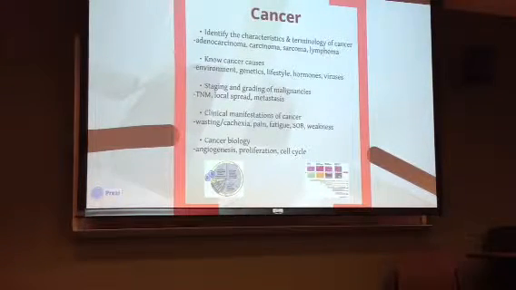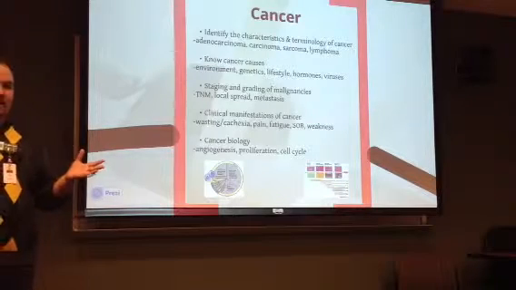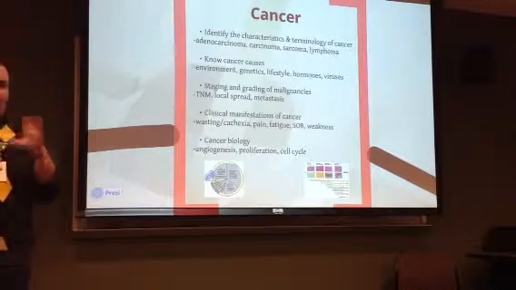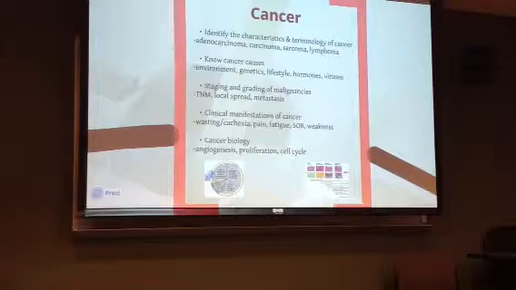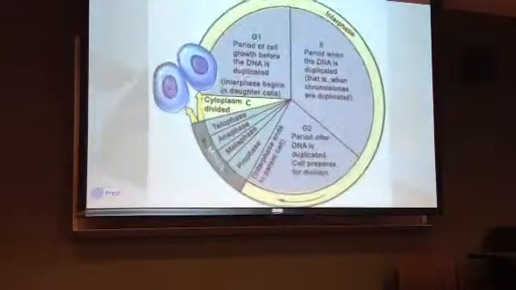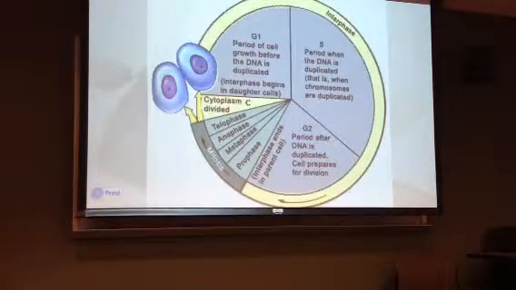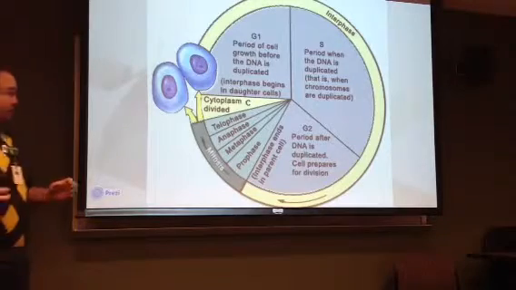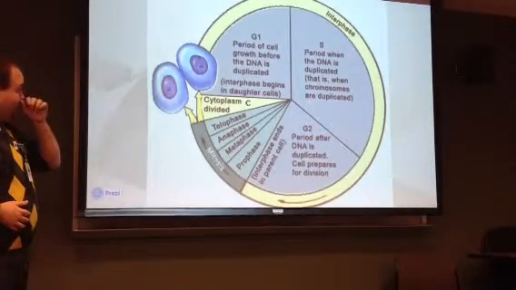So most somatic cells are controlled. This should be reviewed. And then the cell cycle, which I'm just going to give a quick blurb, just in case A&P was a long time ago for you. This is our cell cycle.